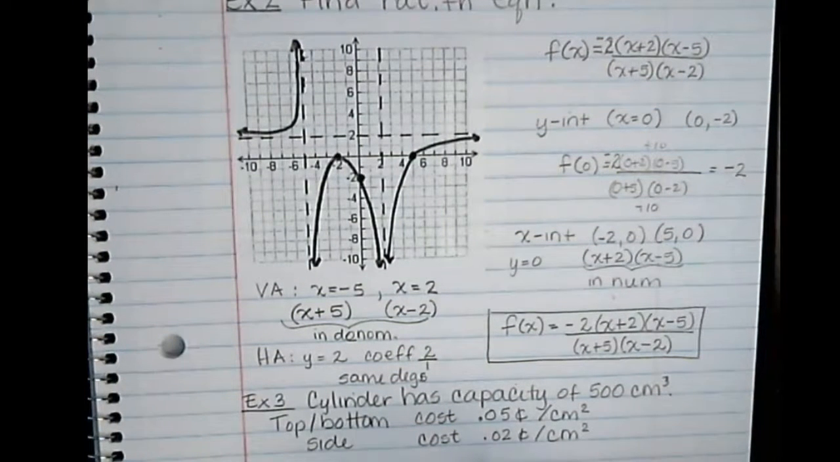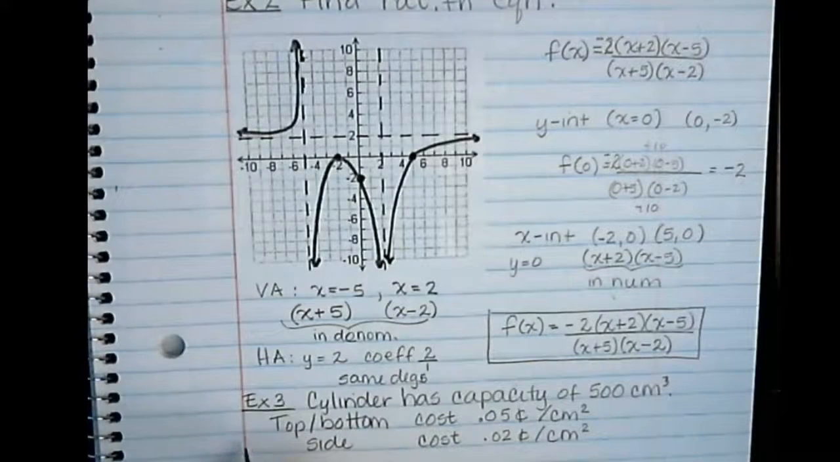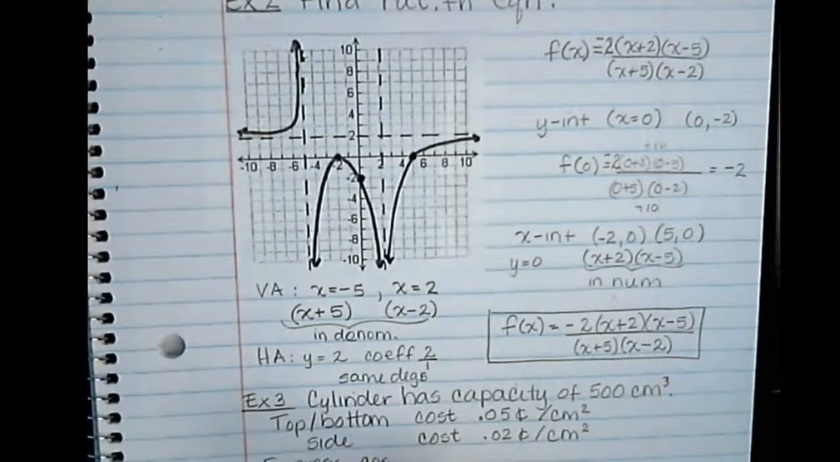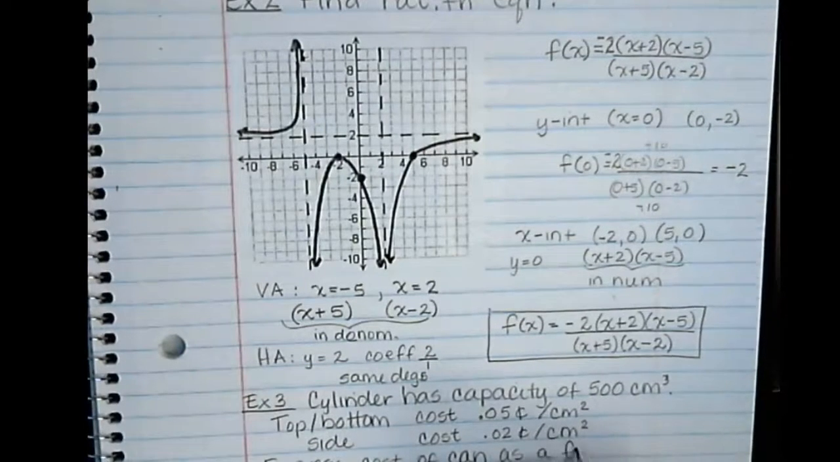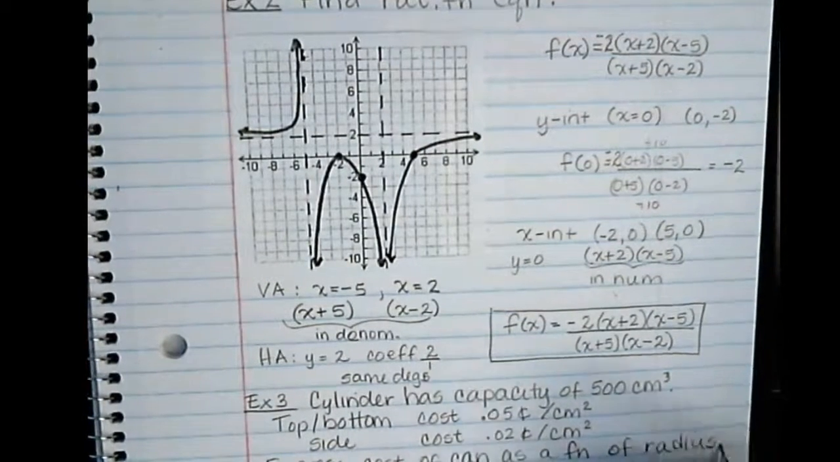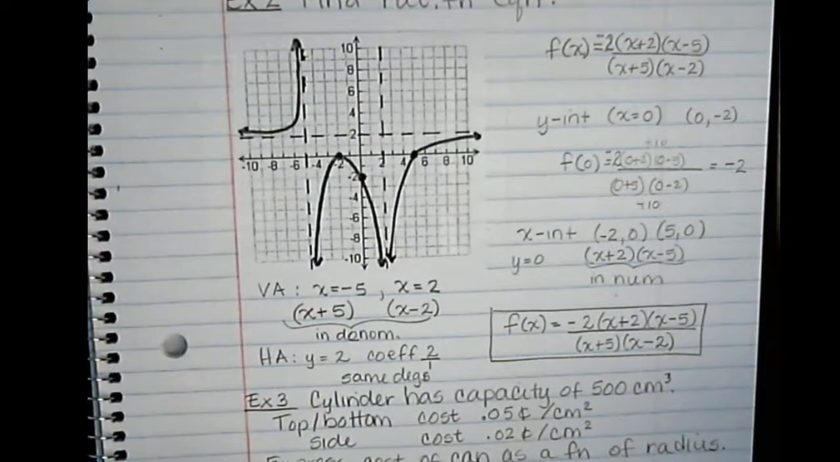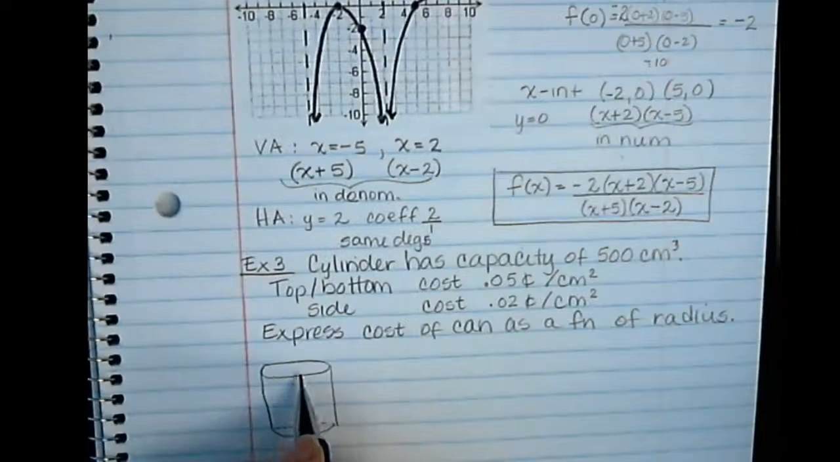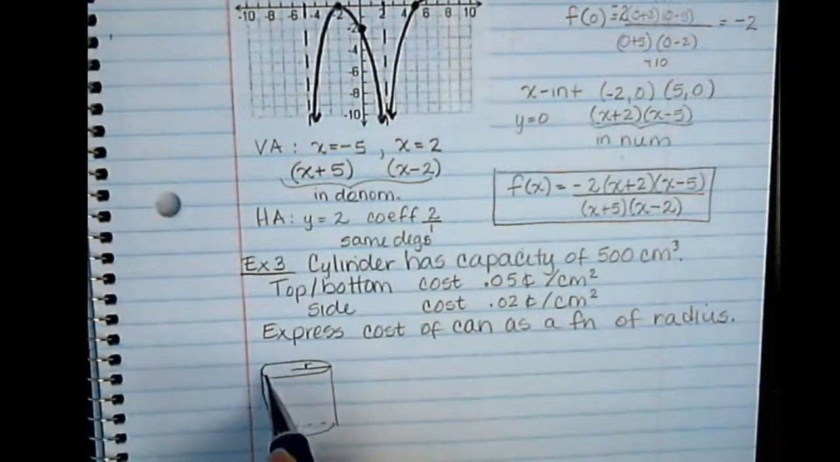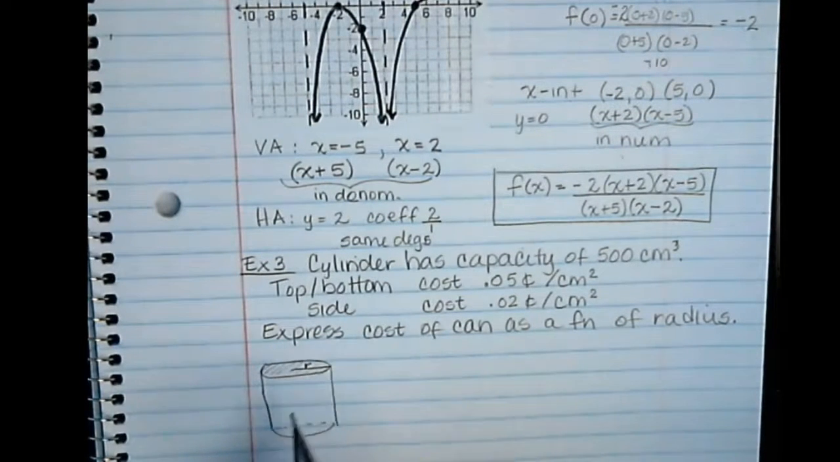That kind of makes sense. That's why it's easier to squeeze the can in the middle than it is the top and the bottom. So our job is to express cost of a can as a function of its radius. So let's first draw a picture of what we're talking about. So here's my can, here's our radius, and notice we have the top up here and we have the bottom down here. Those are done differently. So let's find those first.